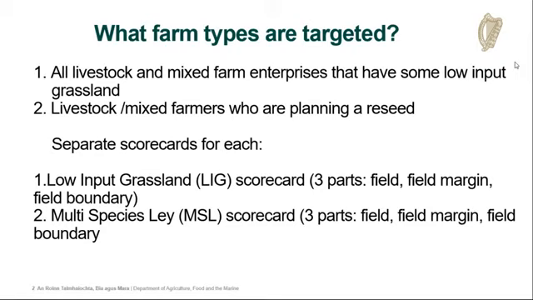If they have put one in, then that can be scored using the multi-species lay scorecard for this project too. So there's two separate scorecard types. There's a low input grassland scorecard. So it's called LIG now rather than LIP that you'll be familiar with from GLAS. And there's 3 parts. There's the field itself, the field margin, and the field boundary. And there's the multi-species lay scorecard for those field types, and that is the same, made up of 3 parts. So it's assessing the indicators from the field itself, the field margin, and the field boundary.